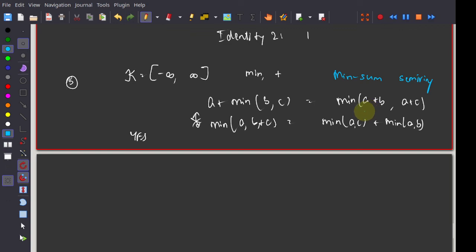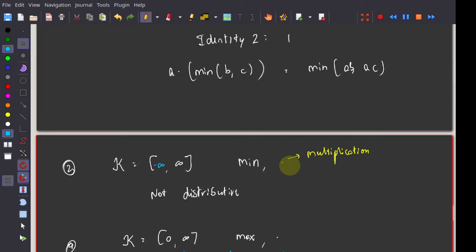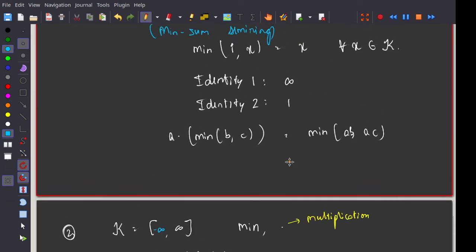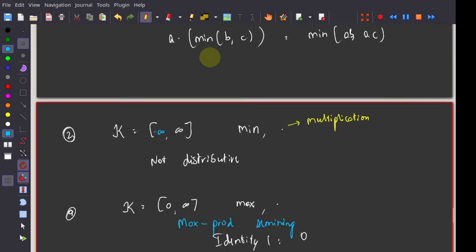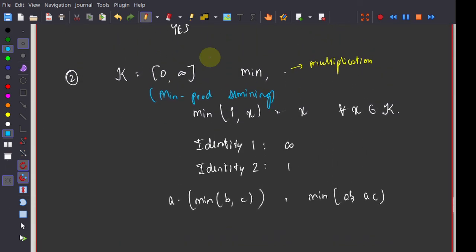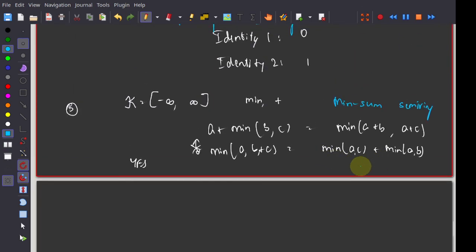This one over here is min product, right? So this is also min product. Sorry, that means sum. So this is standard multiplication, the min product semiring, and this is the min sum semiring.